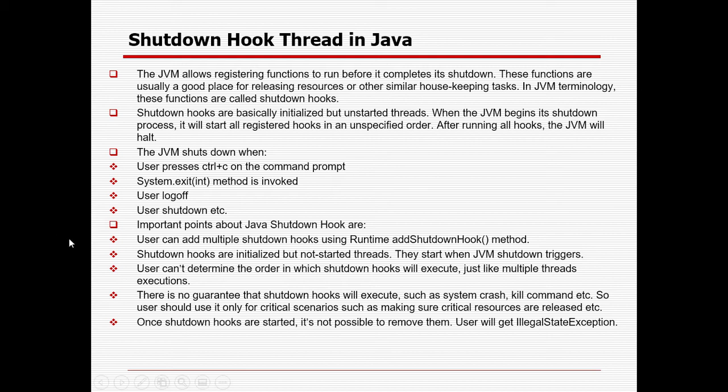Okay, a few important points you need to remember about Java shutdown hooks. First, the user can add multiple shutdown hooks using the Runtime addShutdownHook method. Shutdown hooks are initialized but not started threads. Actually, they will not be started until the JVM is shutting down. They start when the JVM shutdown triggers. As and when the JVM shutdown is triggered, immediately they will start running the code that has been configured.